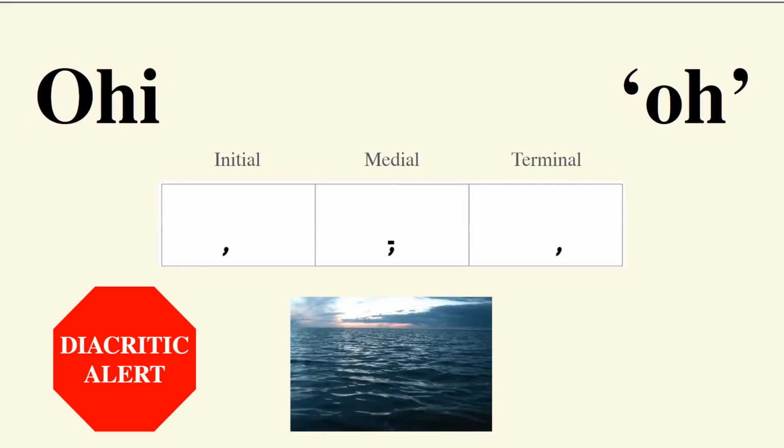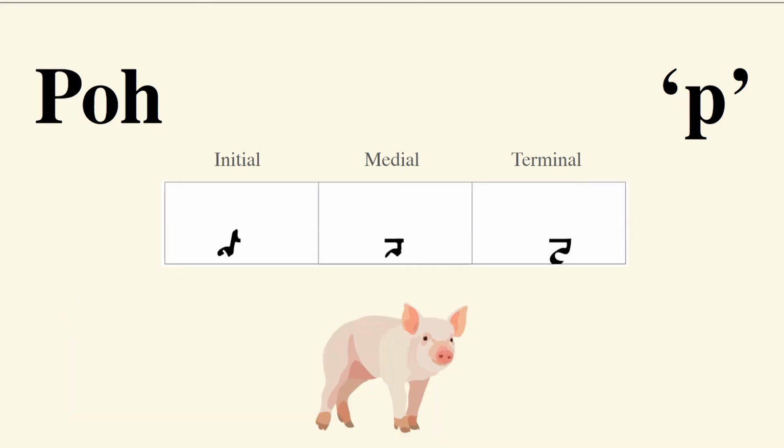Ohi is another diacritic. Makes the o sound, the long o sound, as in ocean. Never makes the ah sound, as in like hop or top. Always o. Then we have po. Makes the p sound, as in pig.